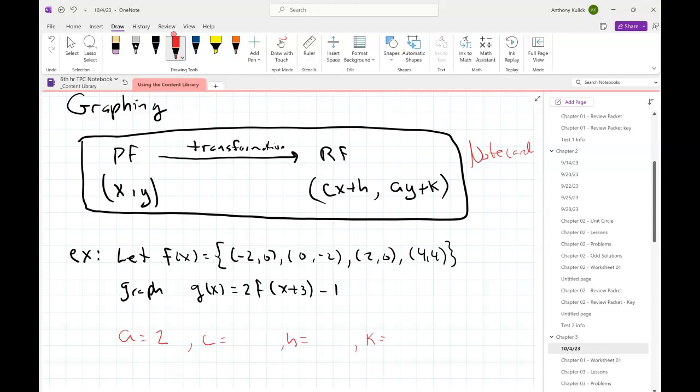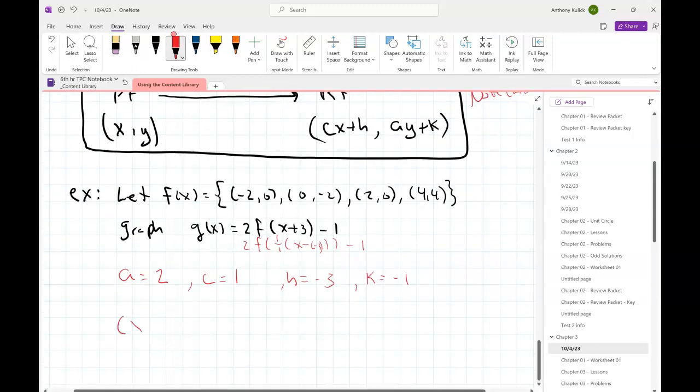Who can tell me the value for C? It's positive 1, right? Because we can write this as, right? The value for H? Negative 3, excellent. Remember, the H is always kind of the opposite of what it looks like. And then the K is negative 1.